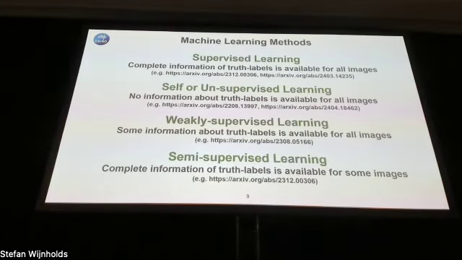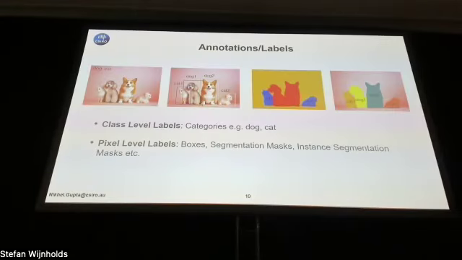I'll begin very quickly with different kinds of machine learning methods. Supervised learning, where you have all the truth labels available. Self-supervised or unsupervised learning, where you don't have any labels available, but the machine makes sense of the data on its own. Then you have weakly supervised learning, where you have some truth labels available for all the images. And semi-supervised learning is where you have some information available, for example, for some part of your data, so some part of your images.